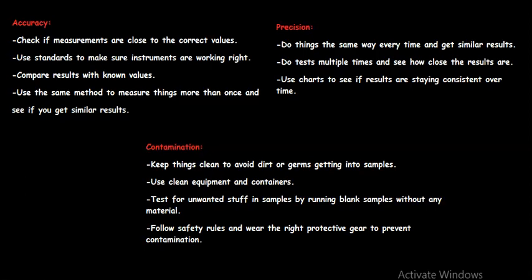First thing we need to do is to check if the measurements are close to the correct value. Secondly, use the standard to make sure instruments are working right, and we also need to compare results with the known values. Use the same method to measure things more than once and see if we get similar results. Apart from that, we can also confirm the accuracy mathematically using percentage error and deviation.